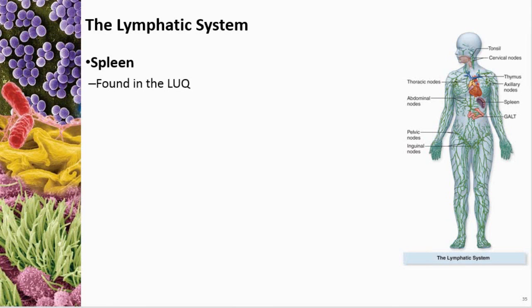The spleen, found in the left upper quadrant of your abdominal cavity, is similar in function to these other tissues that we've been talking about, the lymph nodes and the lymph nodules, but there is one massive difference: it filters blood where the others filter lymph. Flowing through the nodes and the nodules is lymph. Flowing through the spleen is blood.